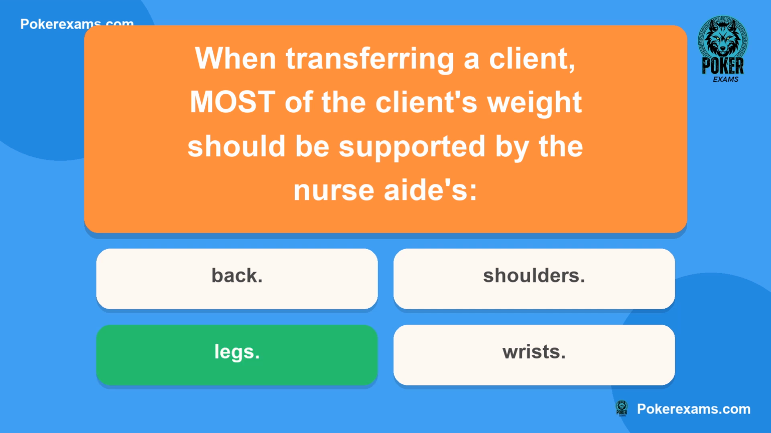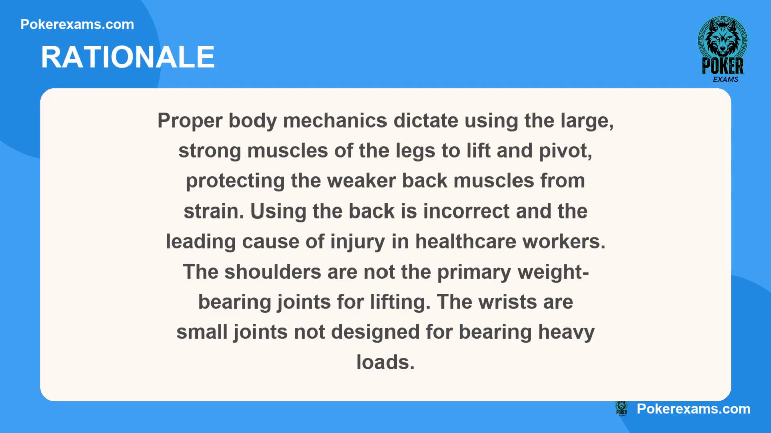The correct answer is C. Here is why. Proper body mechanics dictate using the large, strong muscles of the legs to lift and pivot, protecting the weaker back muscles from strain. Using the back is incorrect and the leading cause of injury in healthcare workers. The shoulders are not the primary weight-bearing joints for lifting. The wrists are small joints not designed for bearing heavy loads.